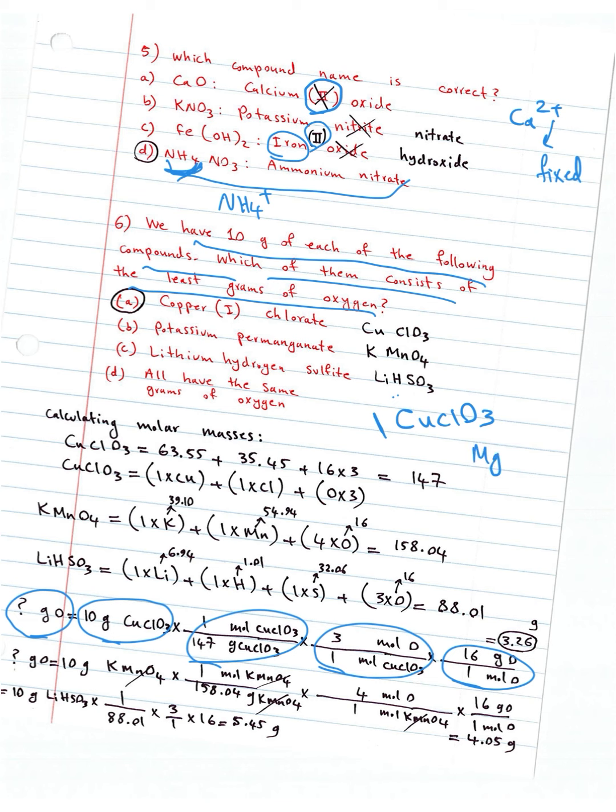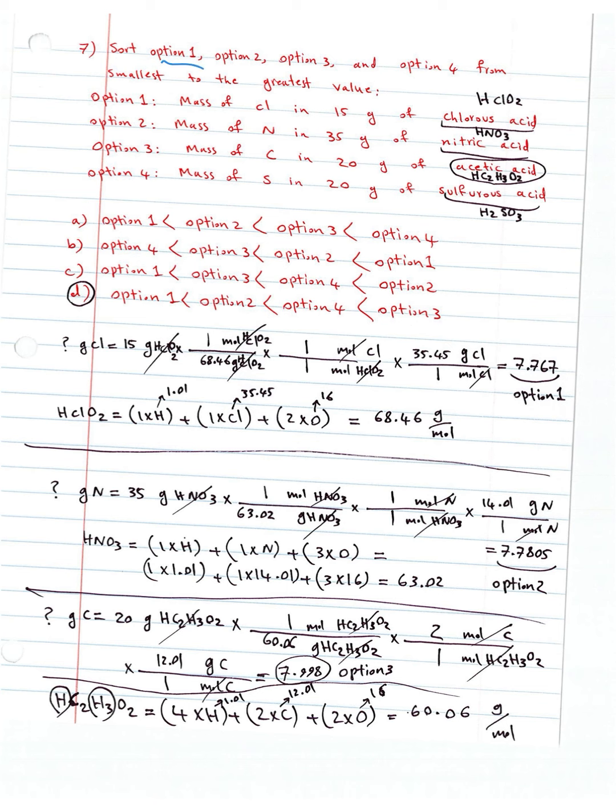And then if you have parentheses, you multiply anything in parentheses by the subscript to find the number. So if you have 3 inside the parentheses and 2 outside, you have 6 moles. And then we encounter: sort option 1, option 2, option 3, option 4 from smallest to greatest value, basically smallest to largest number. Mass of Cl in 15 gram of compound.